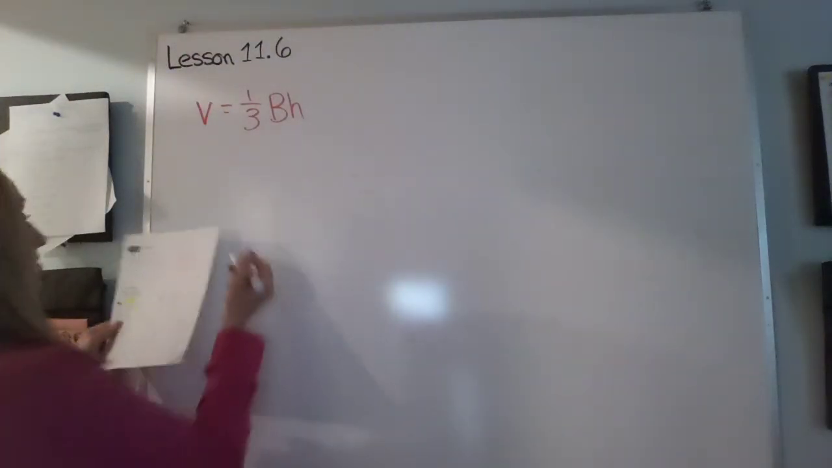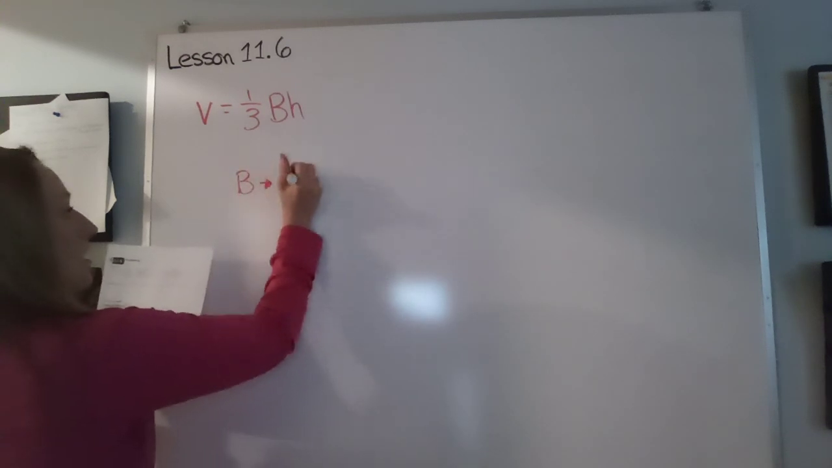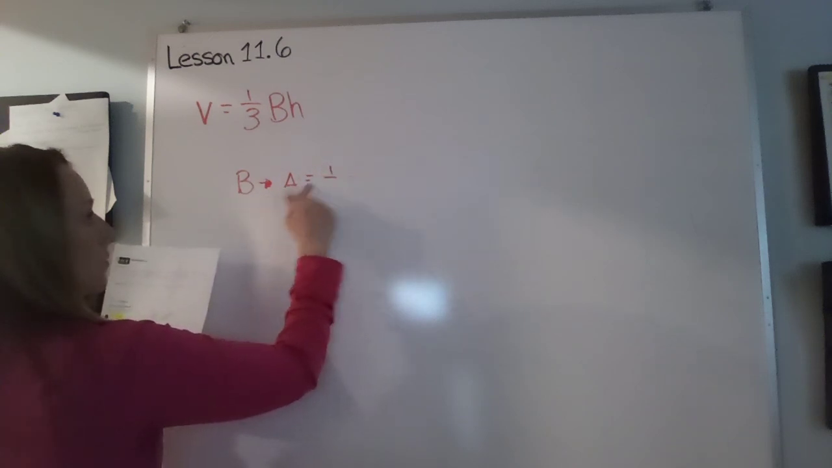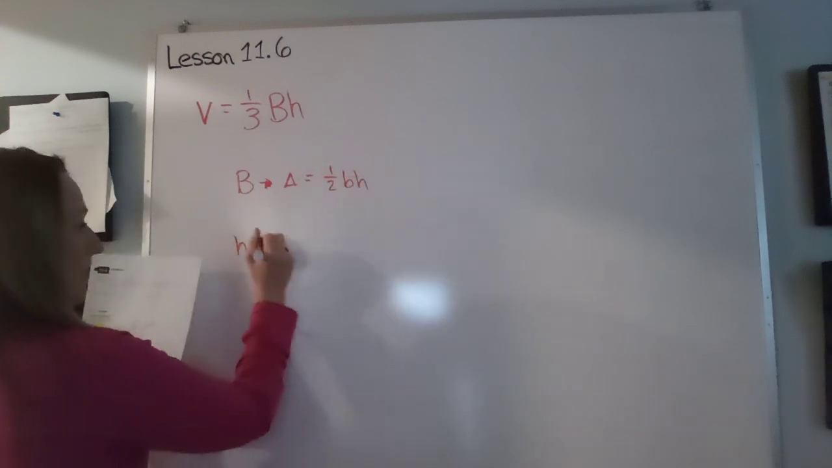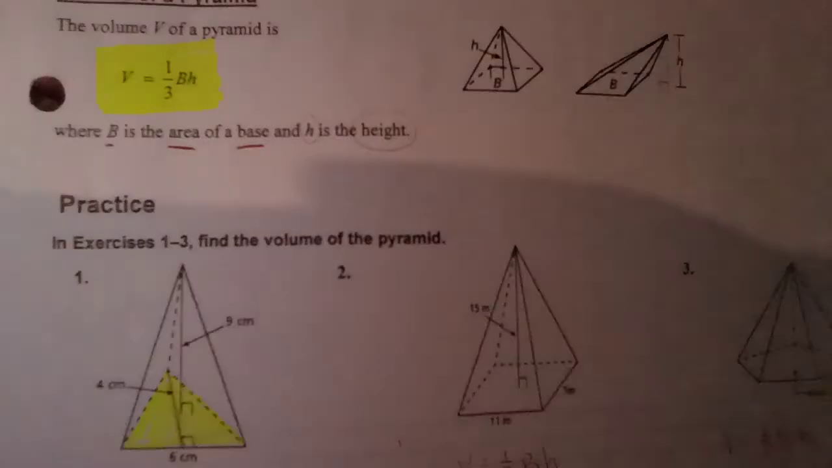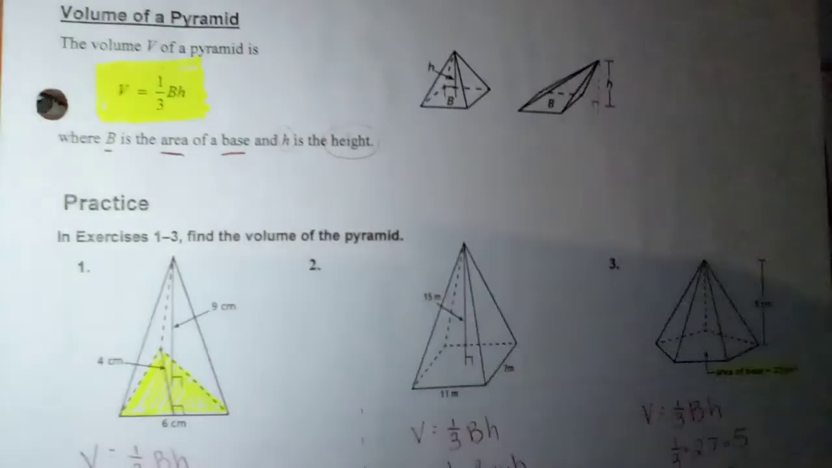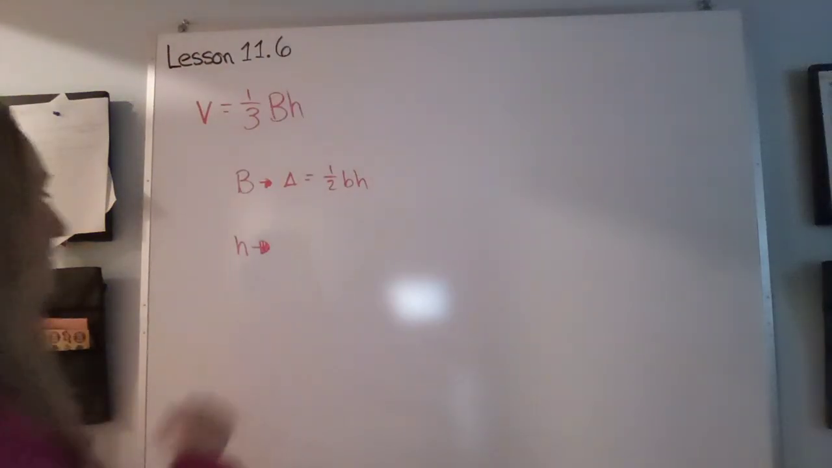For the first pyramid, it has a triangular base, so I'm going to find the area of the base using 1/2 base times height. And then H: how tall is the pyramid? Let's start with that. From the center of the triangular base up to the tippy top, we all see that segment that's 9 centimeters tall. That's your height.